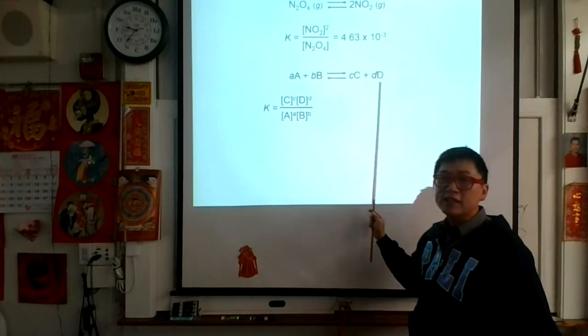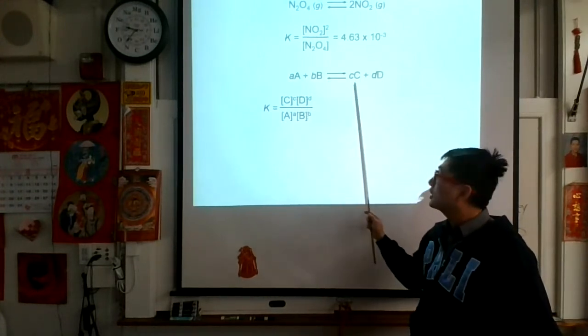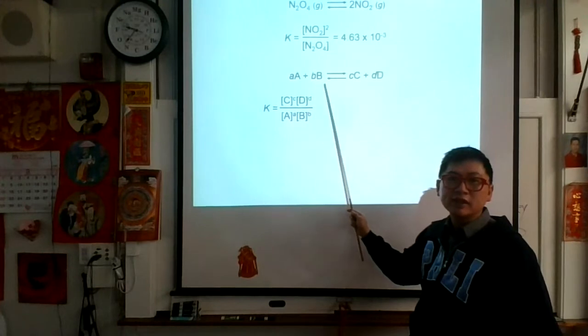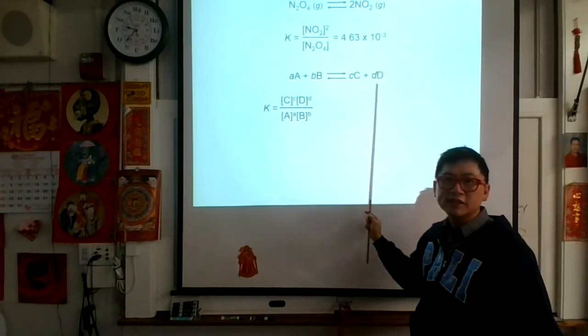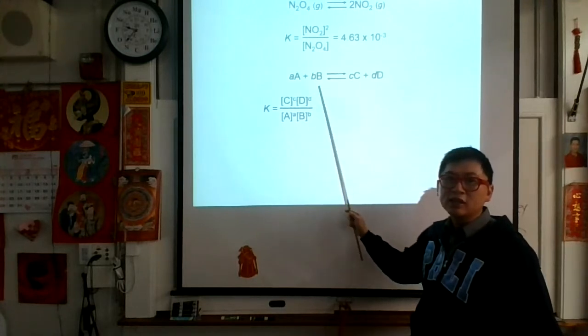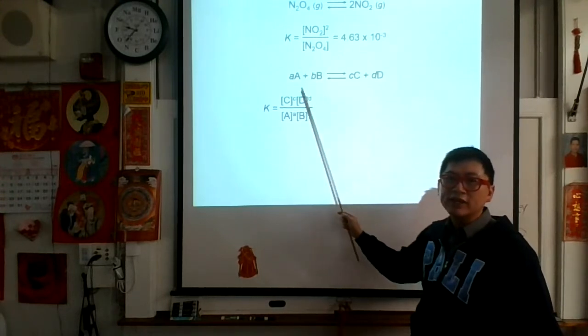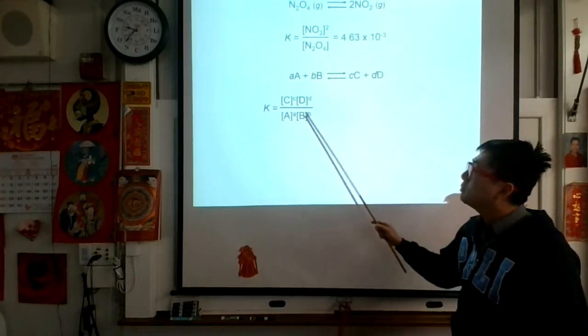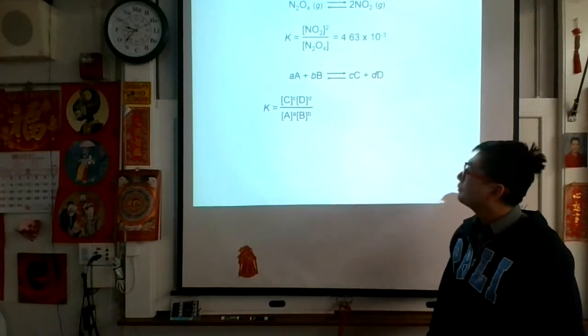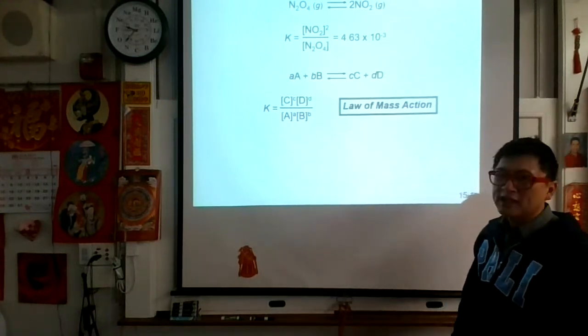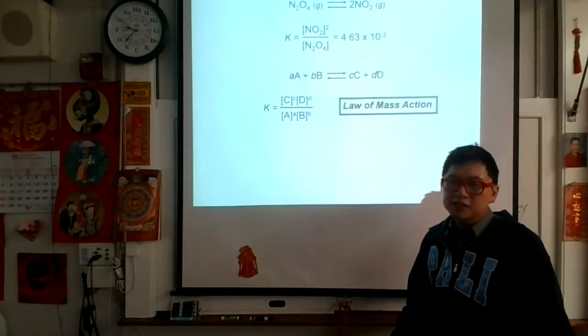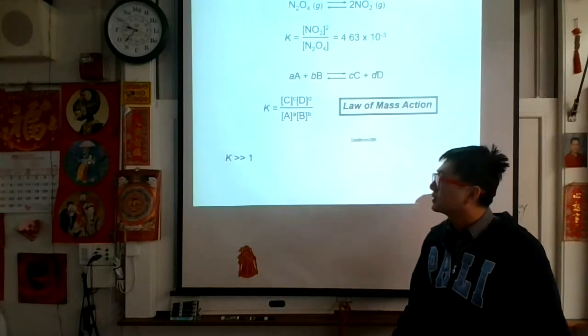The products C and D over the reactants A and B, all raised to the power of whatever those coefficients are. It's also called the law of mass action, but if you just call it the equilibrium constant, fine, that works.